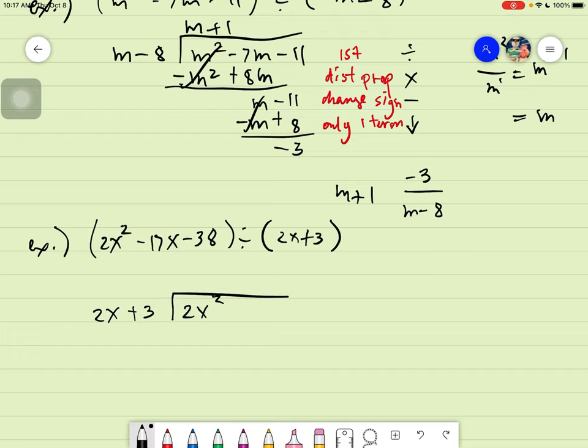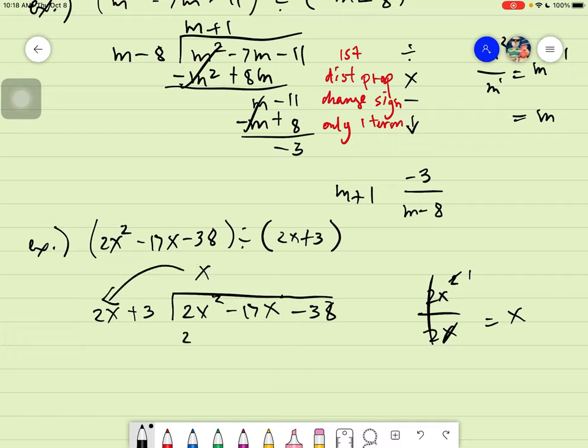Division bar, 2x squared, 17x, 38, okay, division still, 2x squared divided by 2x. Divide. Cancel. 1x. Okay? So this is just simply x. Multiplication. Distributive. X squared. Distributive. Positive 3x. Subtraction means you have to change the sign. So this becomes minus. Okay?